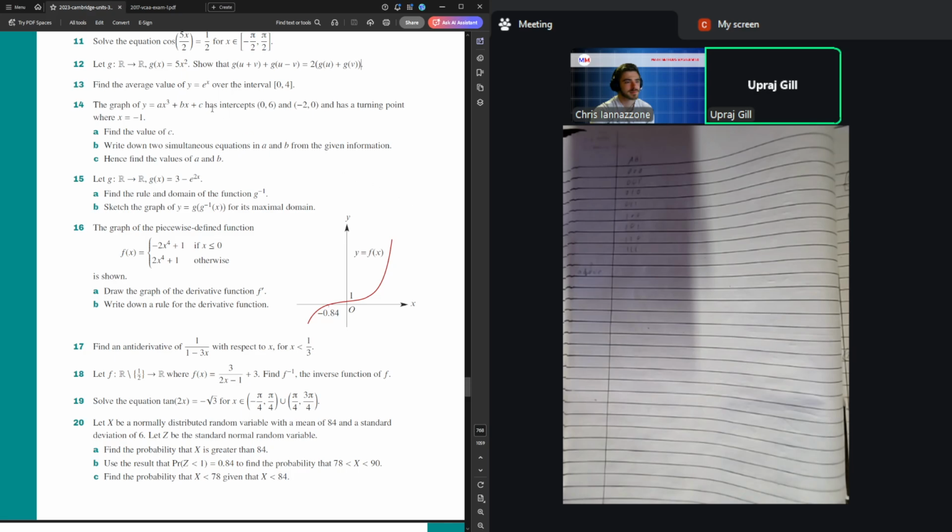G of x is equal to 5x squared. G of u plus v plus g of u minus v. Two. Oh, okay. All right, let's see. 5 times u plus v squared. Oh, I think I know what this is hinting at. It's something to do with the quadratic expansions. Yeah, I would say expanding out what you just got would be a good idea.